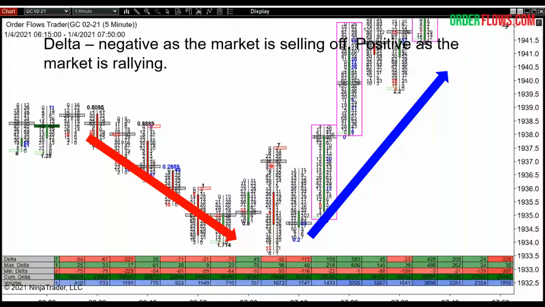Delta is generally negative as the market is selling off. You can see the negative deltas, right? Minus 54, minus 67, minus 221, minus 71, minus 31, minus 70, minus 50, minus 113. But as the market starts to rally, it's positive 159, 593, 45, 428, 209. Why? It's because as the market's selling off, you have people hitting the bid aggressively. When the market's rallying, they're lifting the offer. That's why you have positive delta on moves up generally and negative delta on moves down.